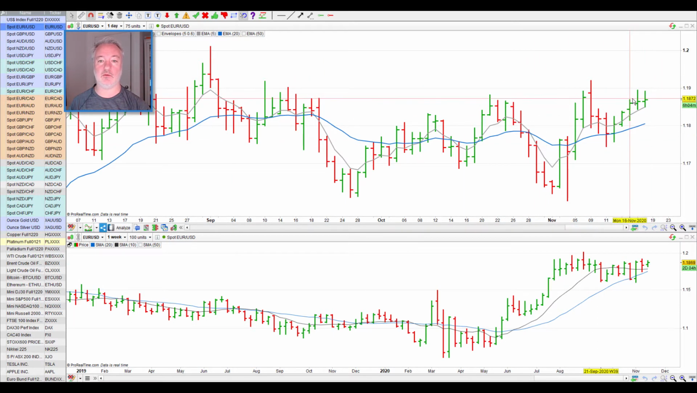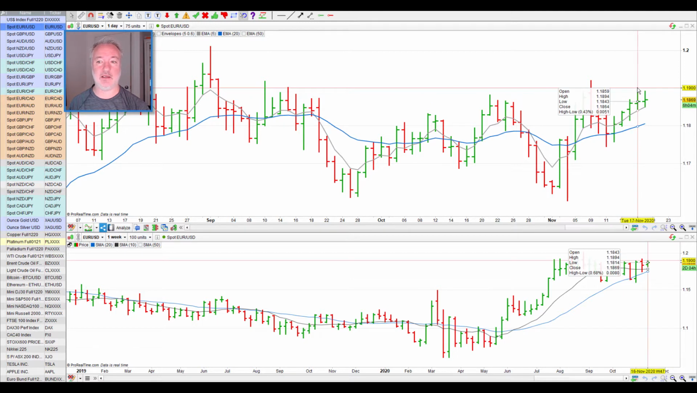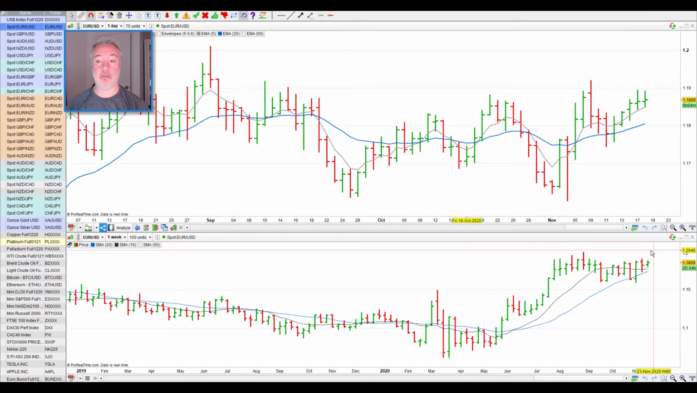Euro dollar is also heading up into 1.19 and also looks very keen on breaking that level and pushing on to 1.2 and further. So that looks good.